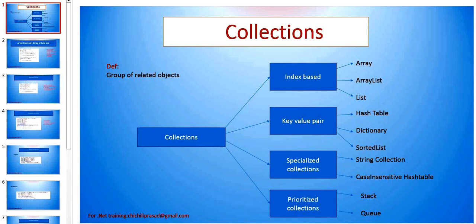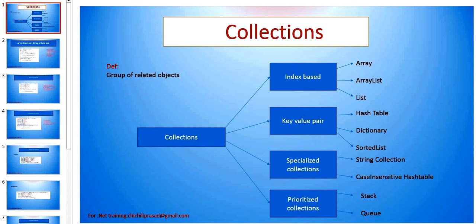Today's topic is C Sharp collections. The definition of a collection is a group of related objects. There are so many collections in C Sharp. I just divided these collections into four groups: index based, key value pair, specialized collections, and prioritized collections.